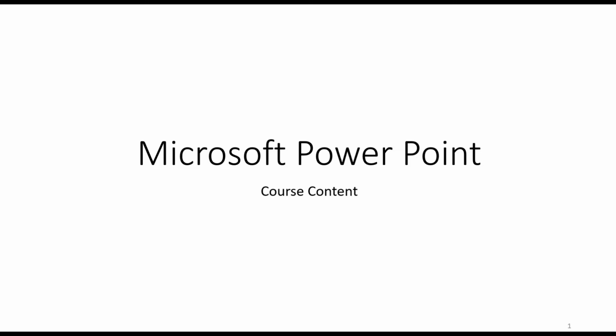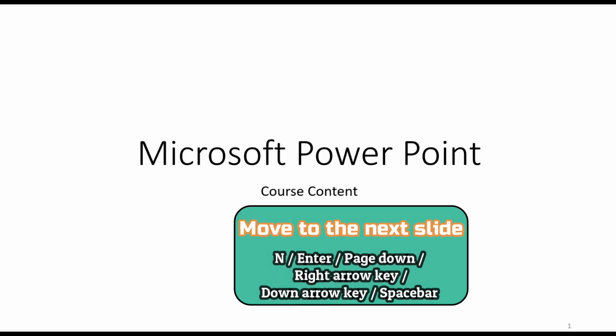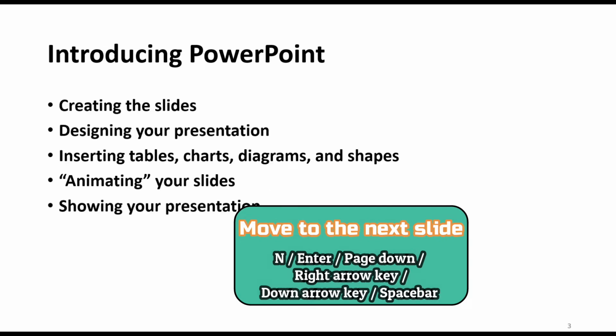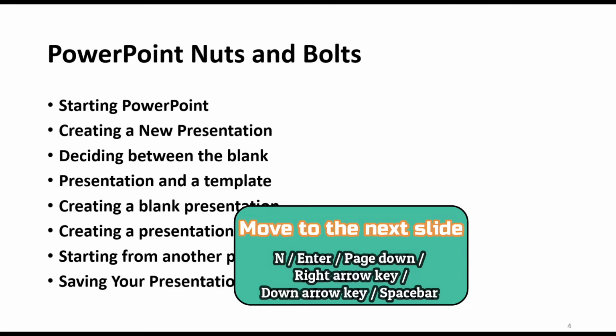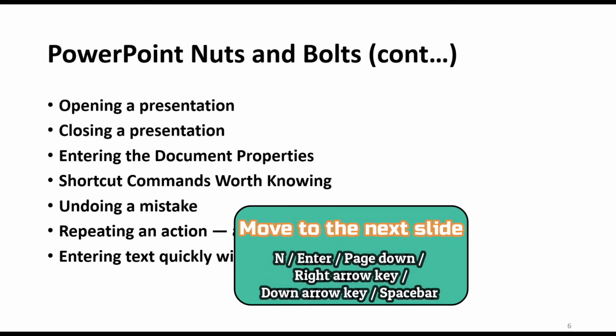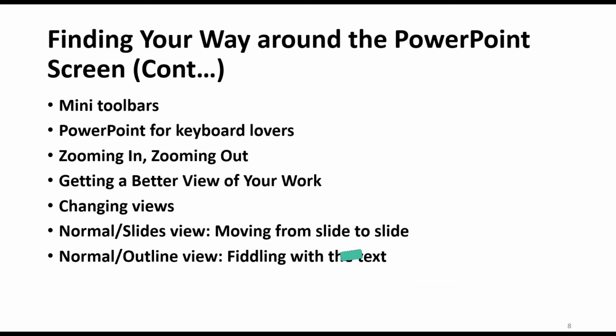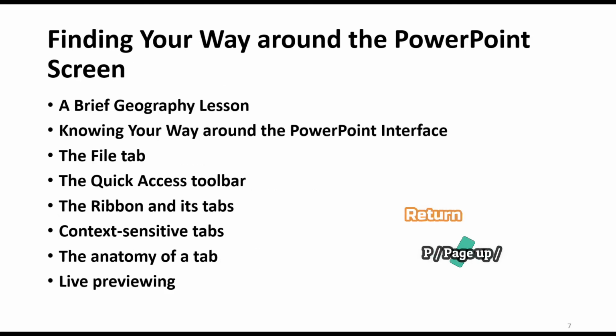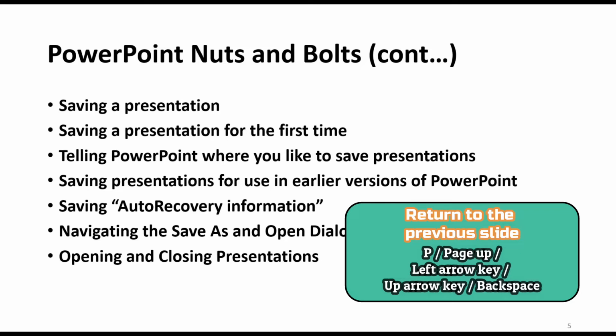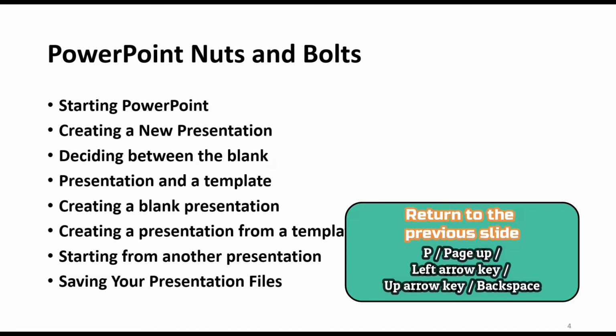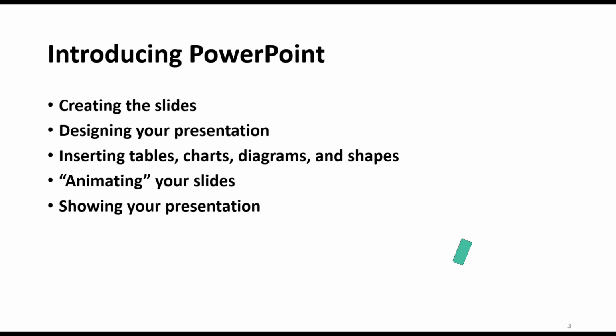To go to the next slide, we have various methods. Down arrow, right arrow, Enter, space bar, Page Down, mouse click, or N will go to the next slide. Similarly, if you want to go to the previous slide, once again, up arrow, left arrow, Page Up, mouse scroll up, or P for previous. Various methods are available to navigate between slides, next slide or previous slide.